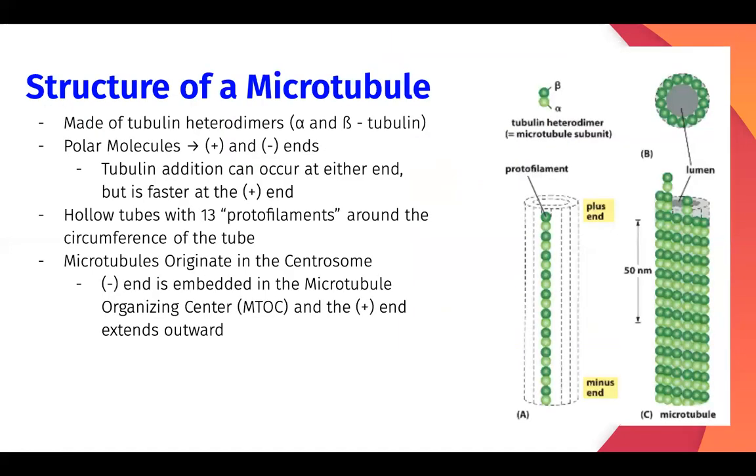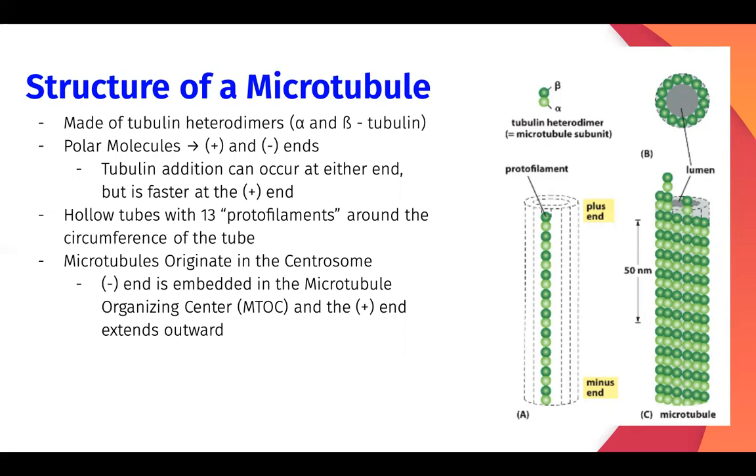So the structure of the microtubule is made of these tubulin heterodimers, and they're polar. Like I said, they're not equal. And so for the most part, microtubules are hollow tubes with 13 protofilaments, which are just lines of tubulin heterodimers. And the 13 make kind of a hollow tube.